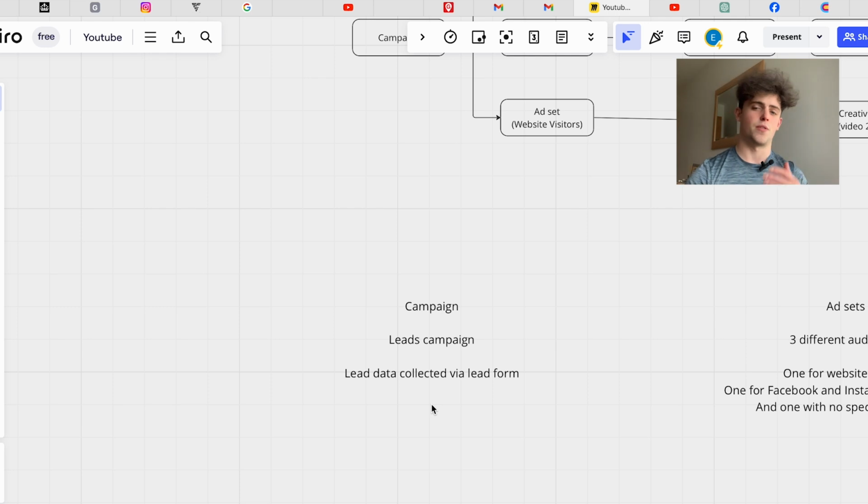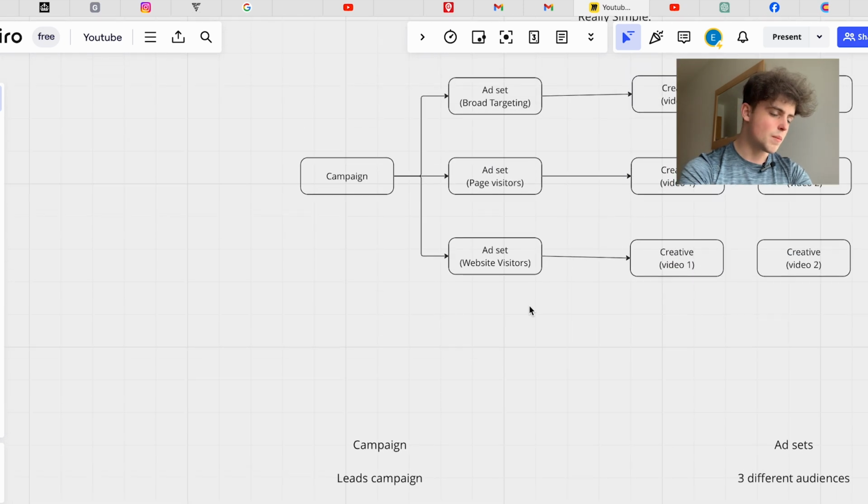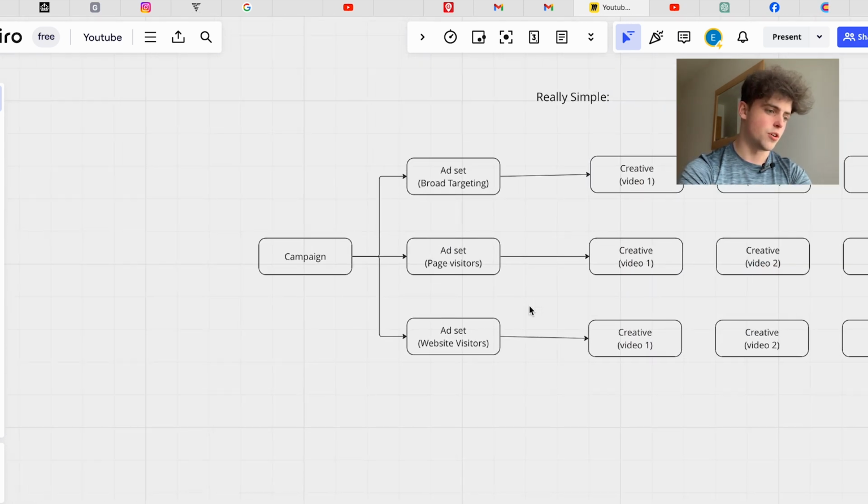Obviously, there's going to be prospect, viewer, and so on. You get the picture. But on the client side, it's lead to customer. That's what you're going for. But that was pretty much our campaign level sorted out.